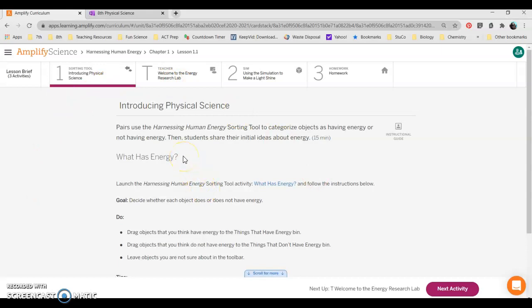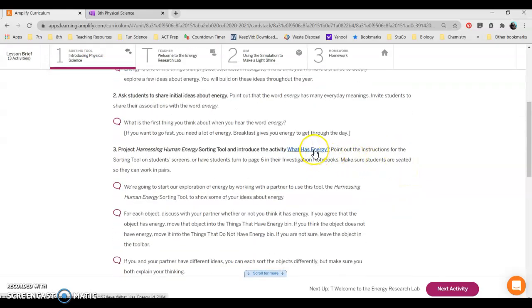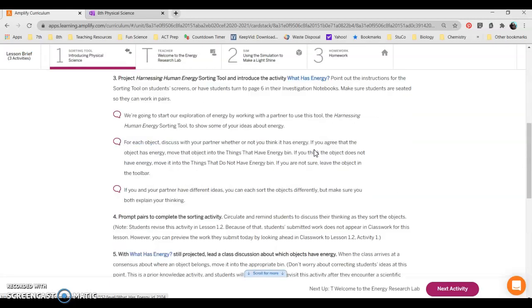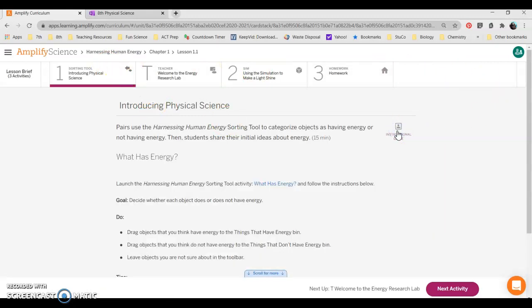You also have a lot of stuff that goes into physical science. It's not just things that are not living, but it's also the process of how we study the world around us. So how do we understand how gravity works? How do we know how energy transfers? So to get us started on energy today, you guys will be doing activity 1, sorting tool.